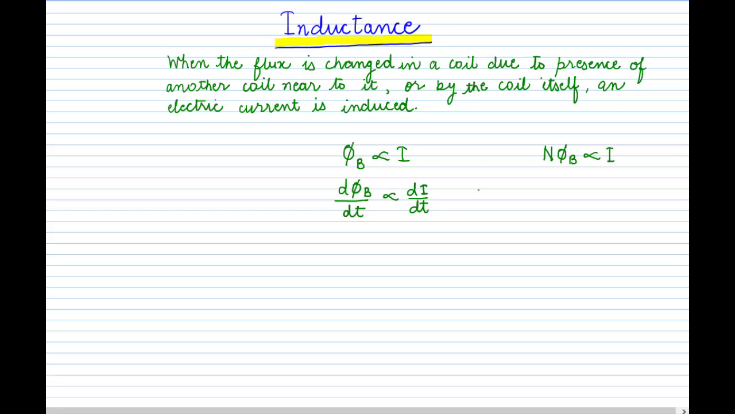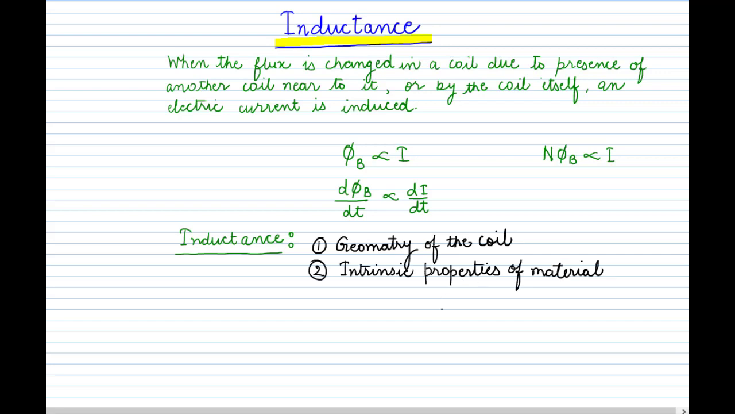So inductance depends only on the geometry of the coil and on the properties of the material of which the coil is made. Always pay attention: the inductance is a constant. It depends on only two things: the geometry of the coil and the intrinsic properties of materials. Always remember this. Also, inductance is a scalar quantity because it is a constant. It does not have any direction.